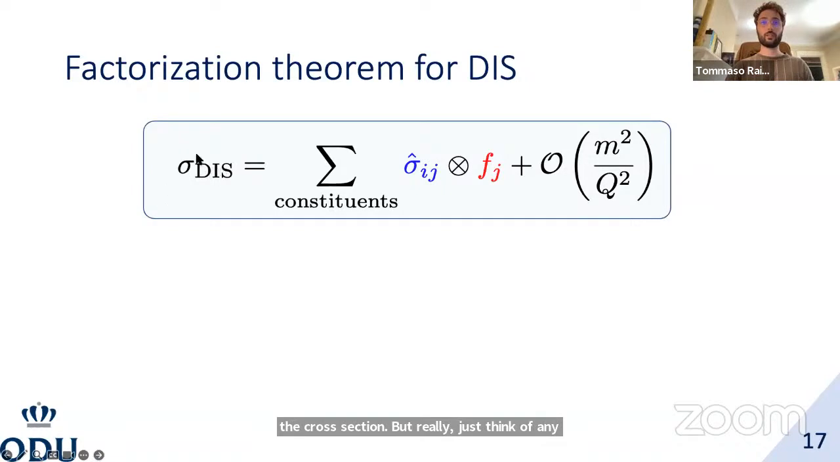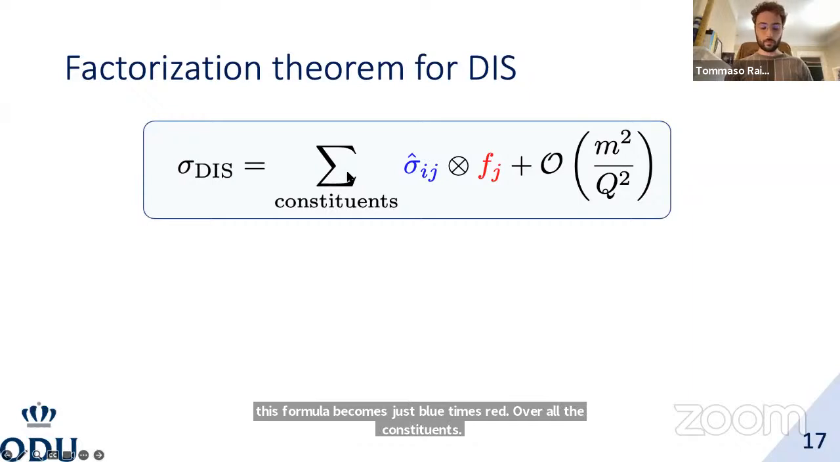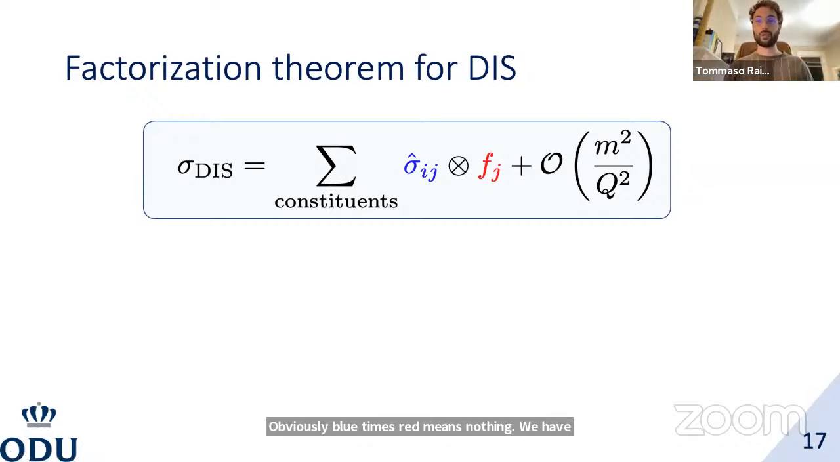So this one to the left is what you see in the experiments, and it is equal to the sum over the constituents, and now I'm going to address that, of this blue term times this red term, plus errors. If Q here stands for the energy of the experiment and Q is pretty large, you can neglect this term. And this formula becomes just blue times red, summed over all the constituents. Now, obviously, blue times red means nothing. We have to understand what they are.